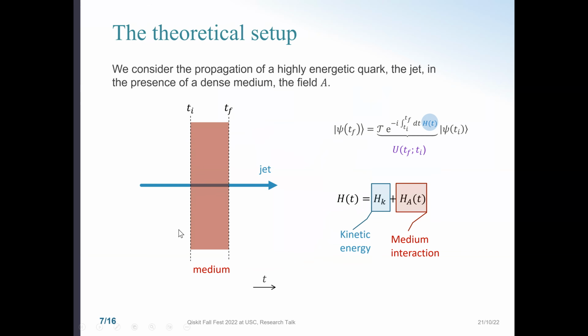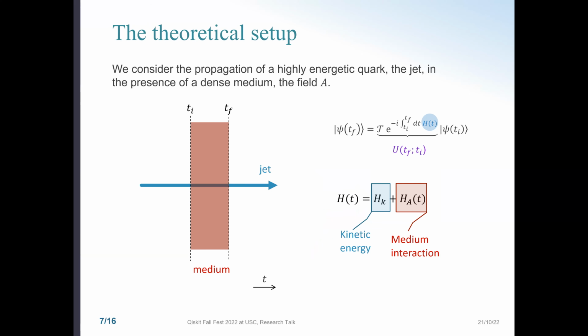So the theoretical setup is essentially very simple. If you think about a highly energetic quark, that's the jet, moving with high energy, it will go through this medium. This is the medium created in the heavy ion collision. That's the initial time, that's the final time. So we consider the evolution of this process.